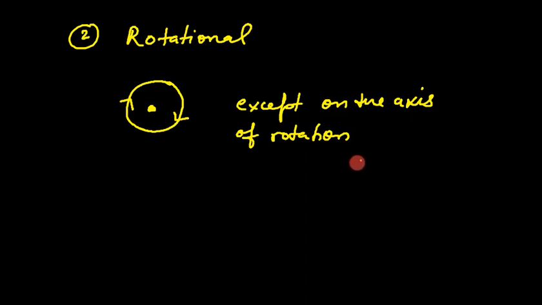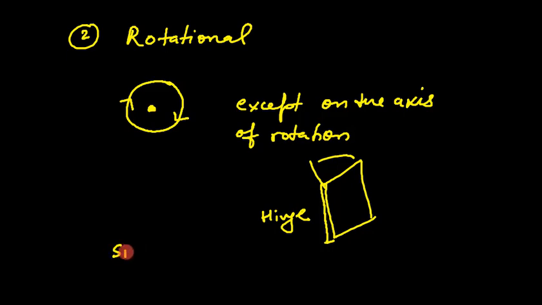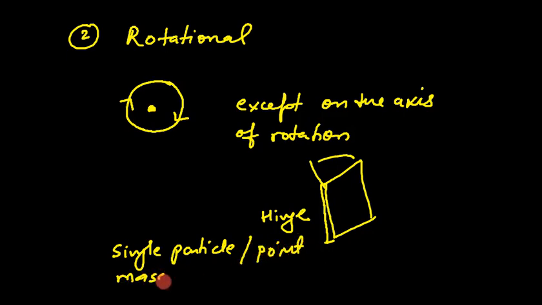Let's talk about the example. Suppose this is a door and we are opening or closing the door. So all the points on the door will have rotational motion except the hinge, which is the axis. Now, if we are talking about a single particle or point mass moving in a circle, this motion is called circular motion.